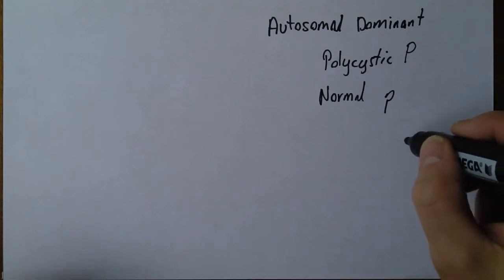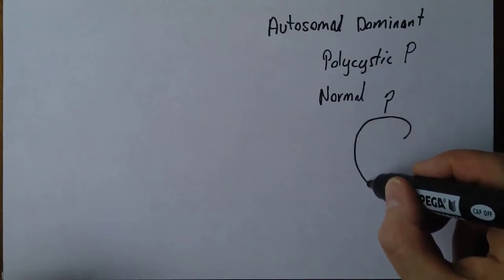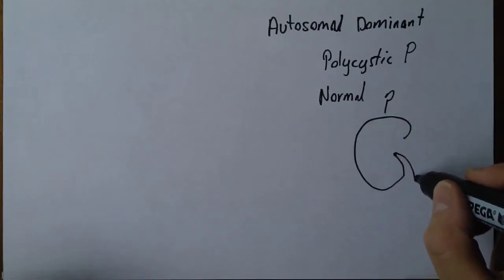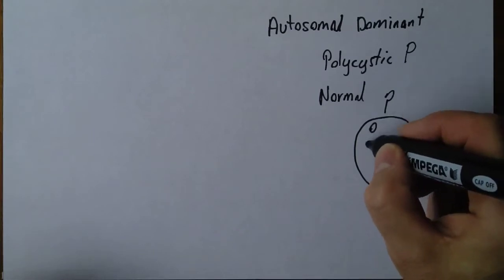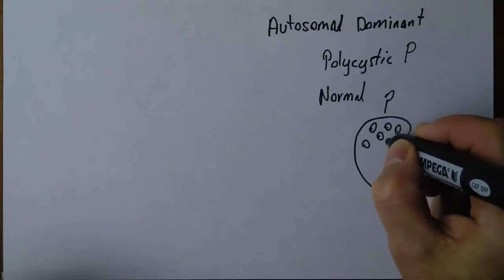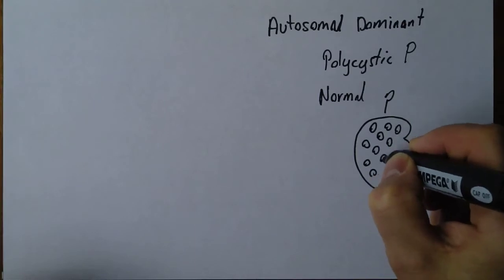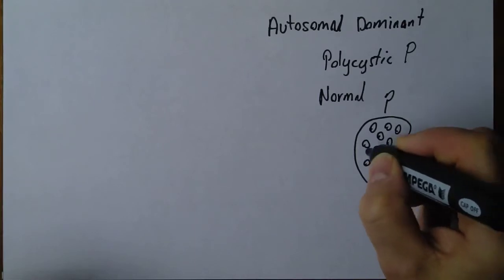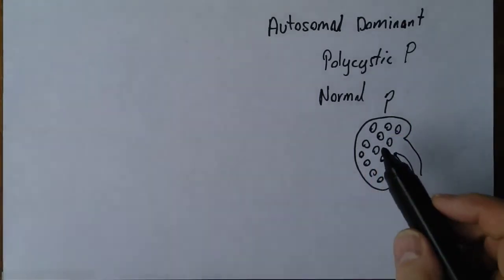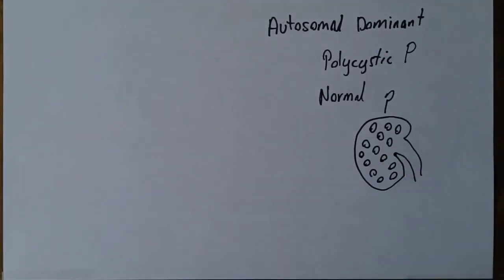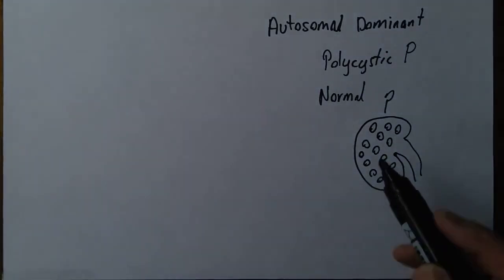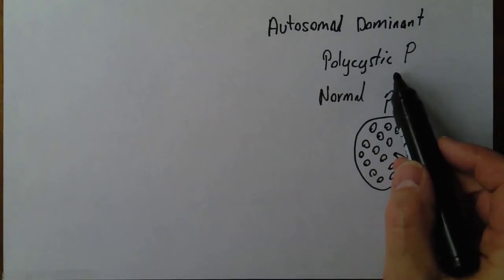So the polycystic kidney disease gene over time gives us a kidney with many pathological cysts in it, leading to hypertension and eventually renal failure. So how is this inherited? Because it's entirely genetic. Well, we know a dominant gene is one which will be expressed if present.